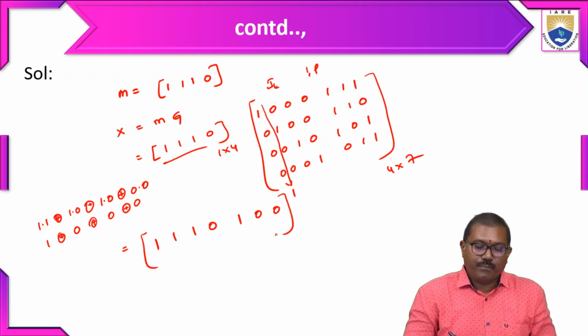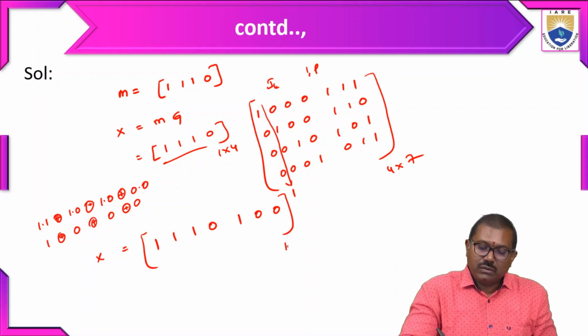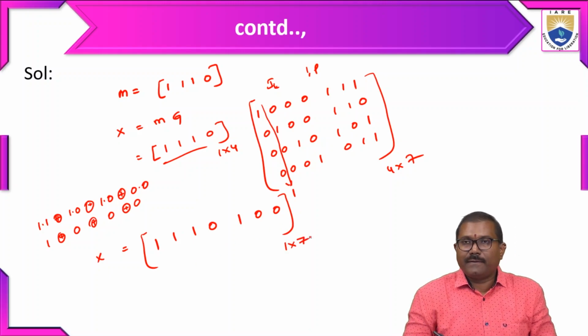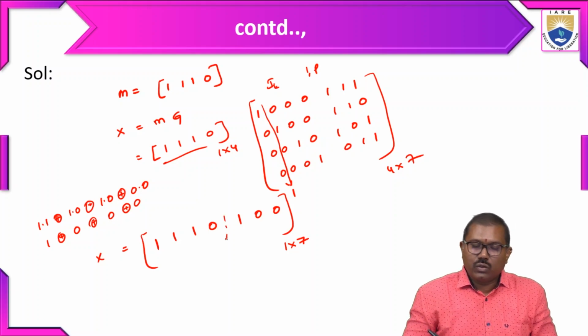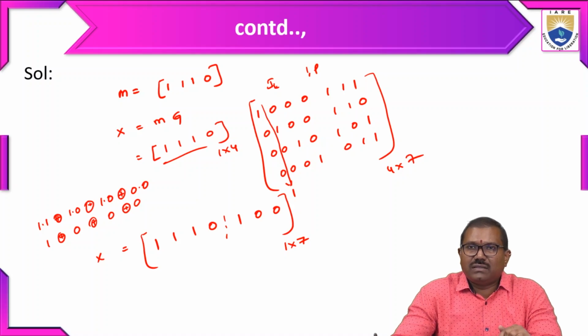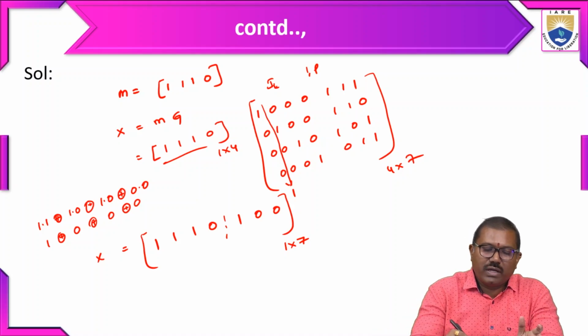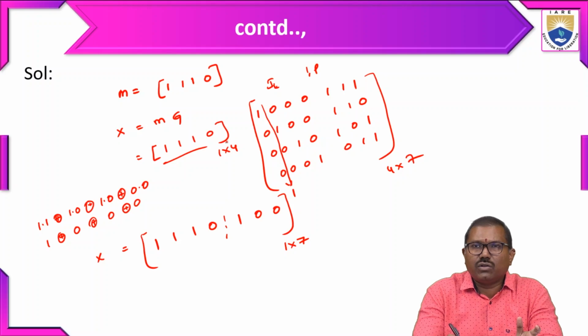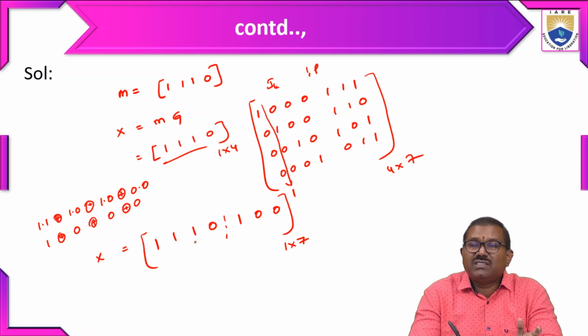So this is my code. What is my code size? 1 by 7. So in this, we can observe what the message is: 1110. Why am I showing this? This 1110 also appears here. So this is a systematic way.